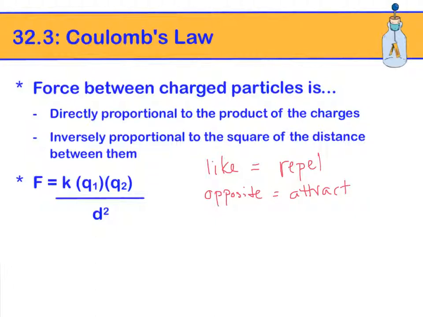So F stands for force. K is just a constant, so don't worry too much about K. Q1 is the charge of the first particle. Q2 is the charge of the second particle. So you can see that we are multiplying the sizes of those charges together. So that's up here where it says that the force is directly proportional to the product of the charges. So if the product of the charges is twice as big, the force between them will be twice as big.